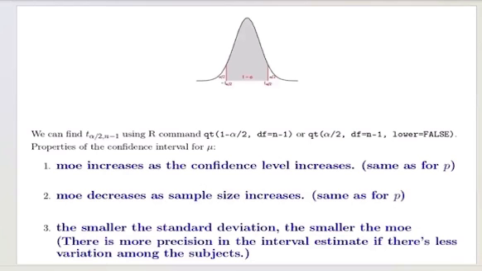The same thing that we noticed in proportion: the margin of error increases as the confidence level increases. The same thing is also applicable here. When the sample size increases, the margin of error goes down. And when the margin of error goes down, we're going to have a narrower interval, just the same as what we noticed in proportion.